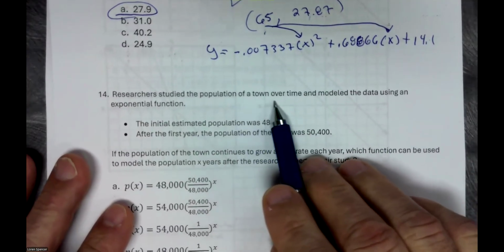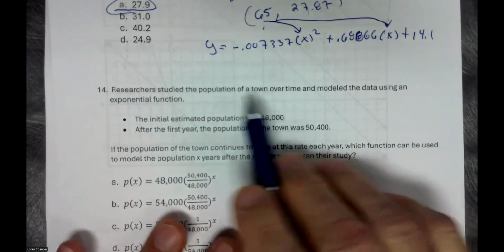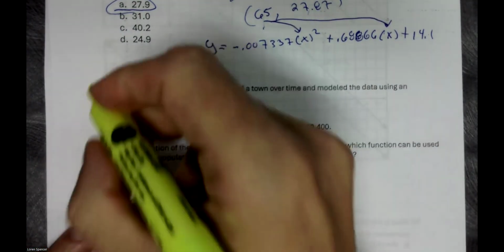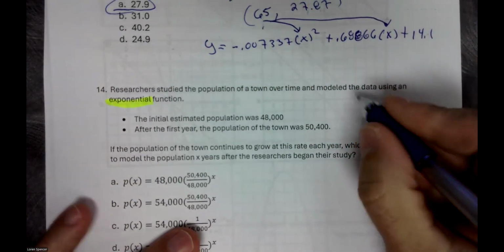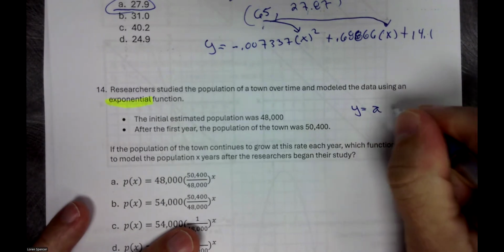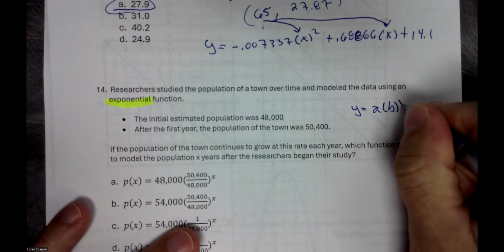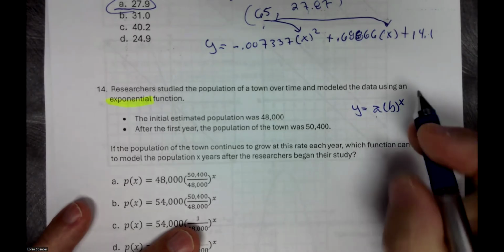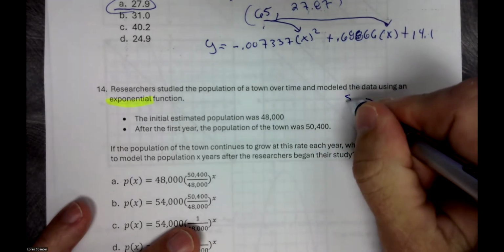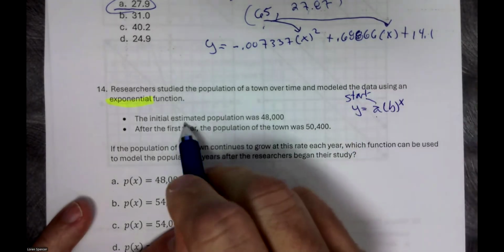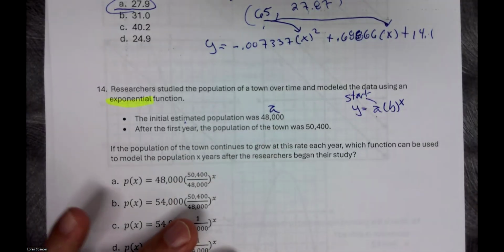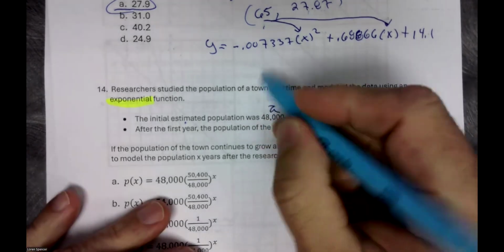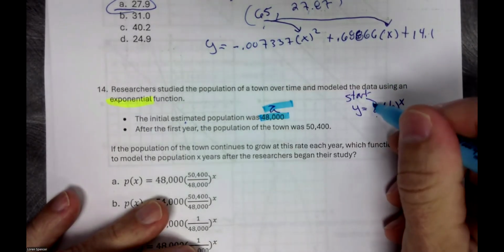Researchers studied the population of a town over time and modeled the data using an exponential function. Okay, as soon as I see exponential, I should be thinking y equals a parentheses b raised to the x power. A is my y-intercept. It's also my start, the initial amount. This is telling me this is A. So this value right here, this A, is going to go there.